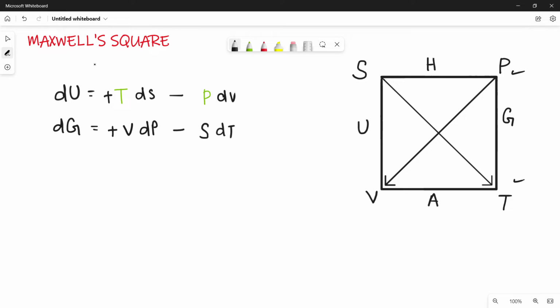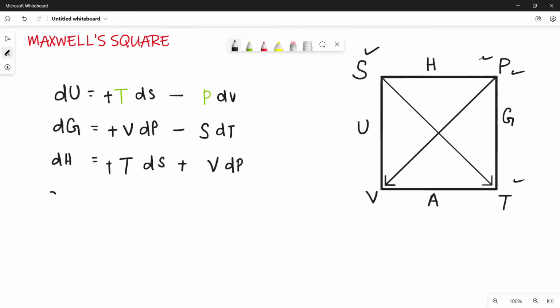Next, similarly we can find the equation for dH, that is the enthalpy. This H is present between S and P, that is the entropy and pressure. So we write the differential form of entropy and the differential form of pressure. Opposite to S, T is there, so I write T, and opposite to P, V is there, so I write V. Both S and P are present nearest to the tail part, so I put the positive sign.